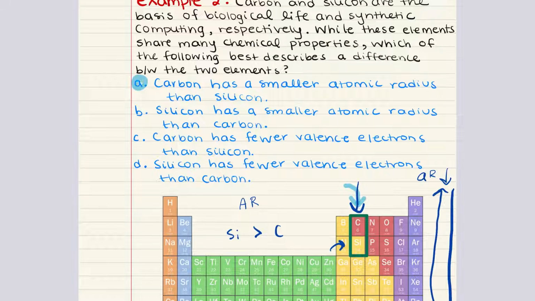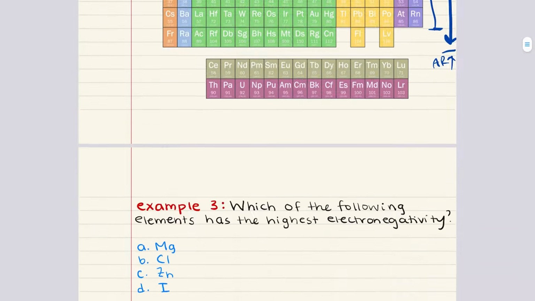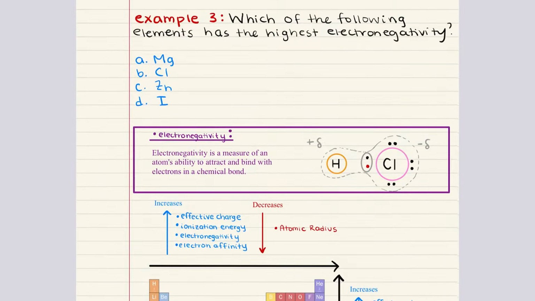A. All right. Which of the following best describes a difference between the two elements? Carbon has a smaller atomic radius. Wonderful. Let's move on to problem 3.